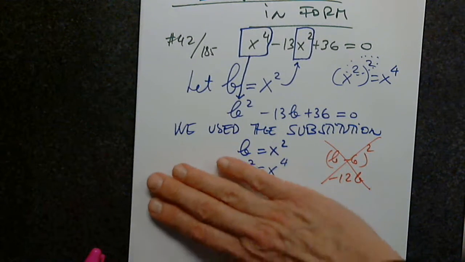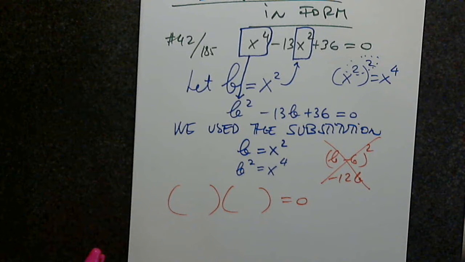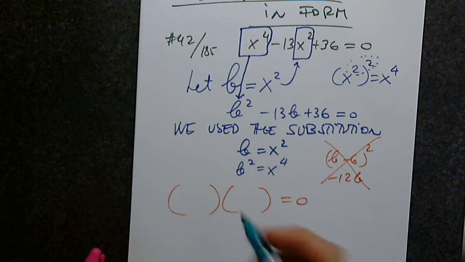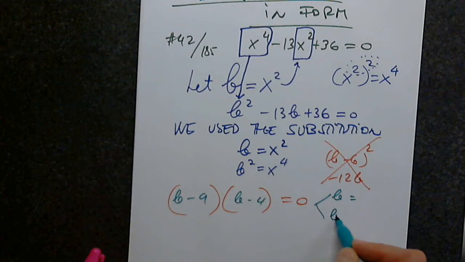Now, at this point, do you have to factor? No. If you want to use the quadratic formula, use the quadratic formula. That's fine. How do I factor? b minus 9 times b minus 4. Awesome. So there are two options for b.